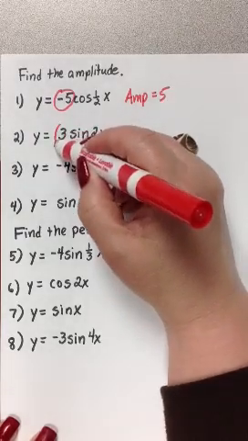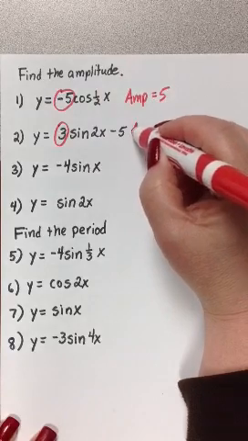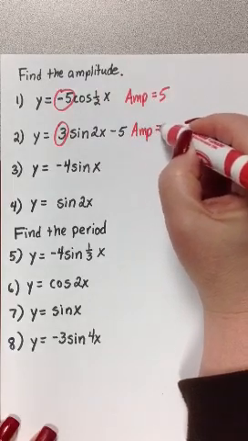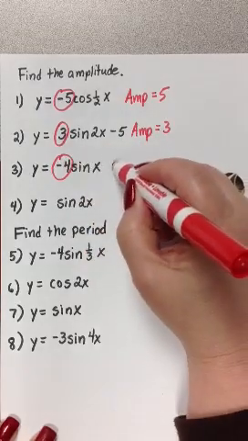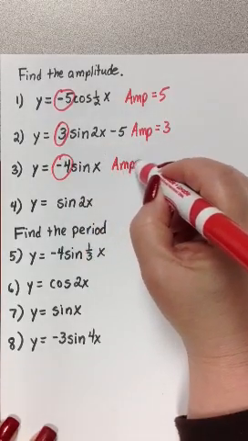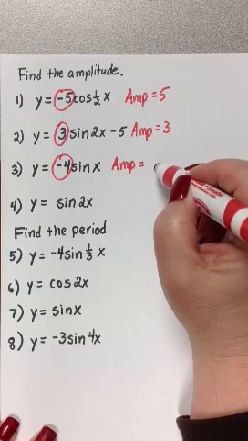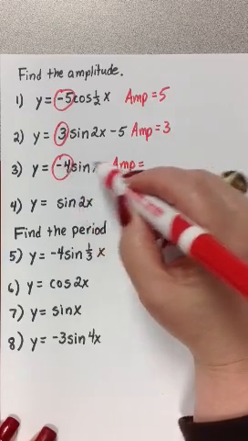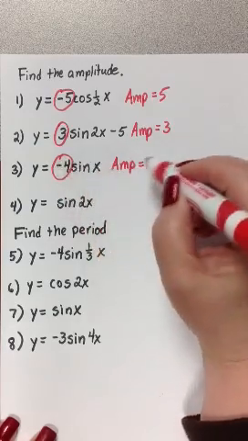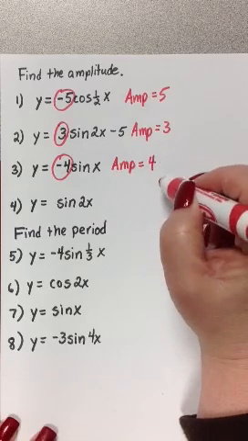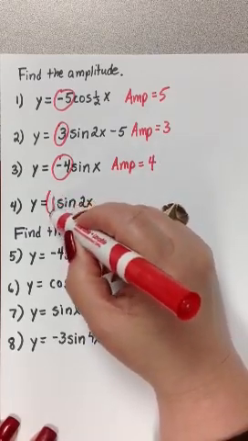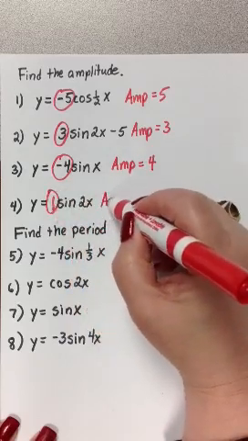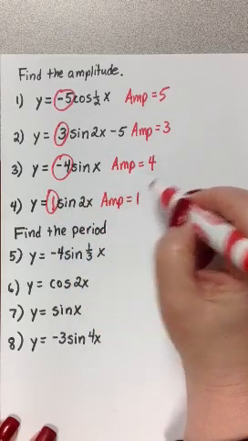This one, first number is 3, so we would say the amplitude is equal to 3. First number is -4. We say amplitude is equal to -4? No, we don't. It's positive because it has to be the absolute value. So it's never going to be negative, so you need to say +4. No number in front. You have to assume that there is a 1 there, so the amplitude would be 1.